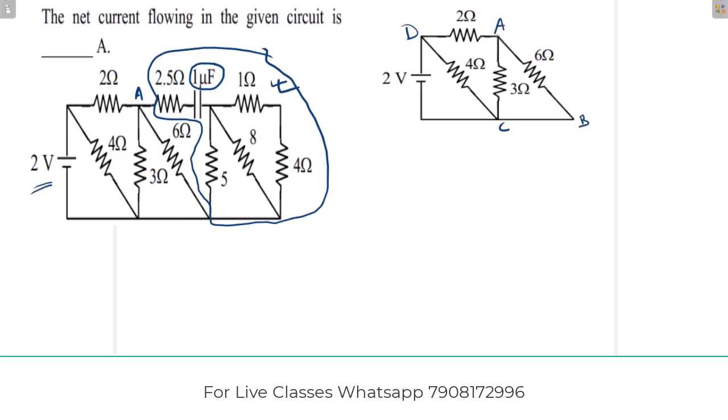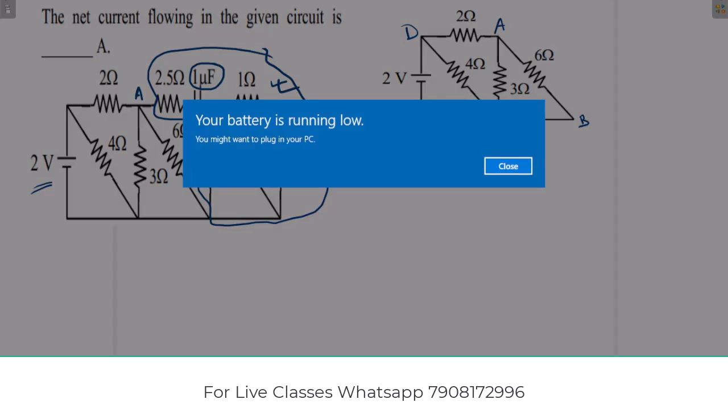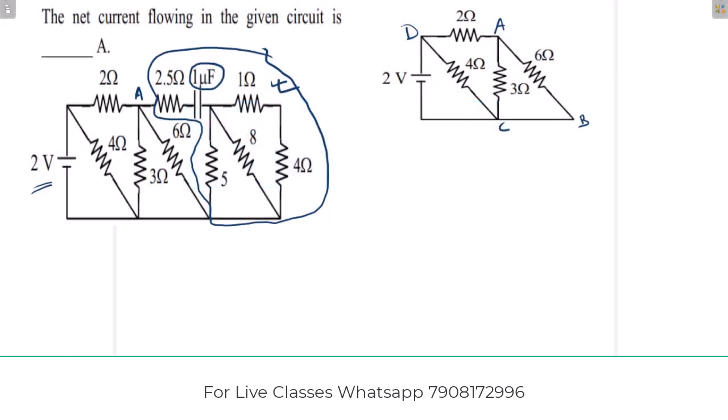Now look carefully between A, B and C. So B and C are basically the same point, because there is no resistance. So B and C are at the same potential. So from A to B there is a 6 ohm resistance. This means from A to C there is a 3 ohm resistance, and B or C are the same points.